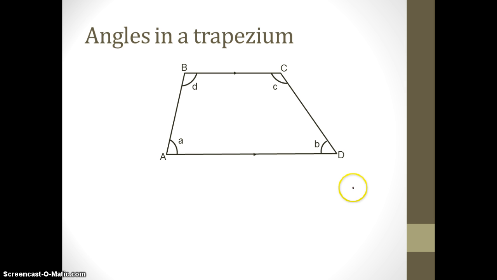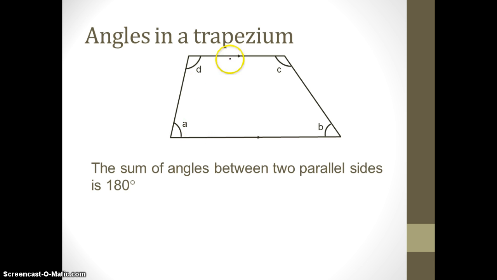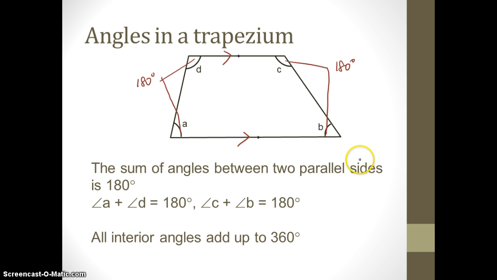Angles in a trapezium. In a trapezium, it has only one pair of parallel lines. So the angles are not the same. Because it has one pair of parallel lines, which is AD parallel to BC, we can say that angle A plus angle D is 180 degrees because of this parallel line. And angle C and angle B is also 180 degrees. And all the angles add up to give us 360 degrees.